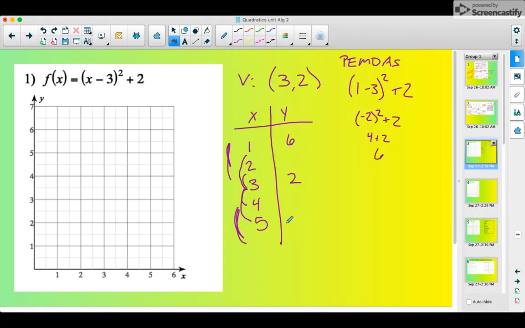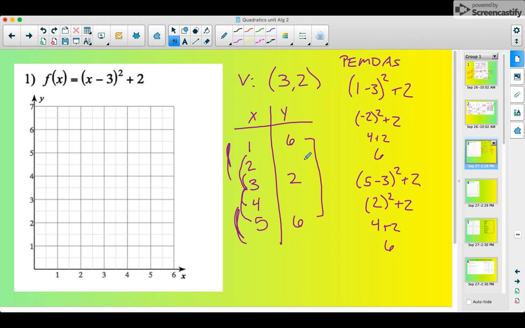Now, like we said, these are perfect mirrors of each other. So theoretically, if I did this correctly, the number I get for 5 and the number I get for 1 should be the same. So I'm just going to test that just to be sure. 5 minus 3 squared plus 2, which gives me 2 squared plus 2, which is 4 plus 2, which is 6. So I did get the same thing.